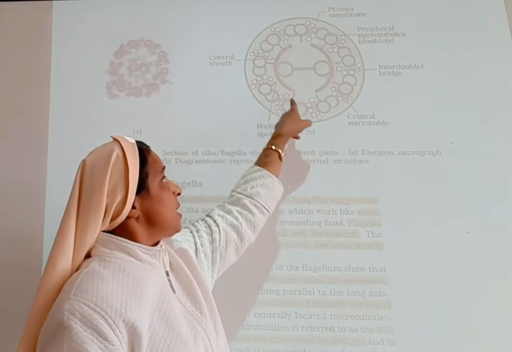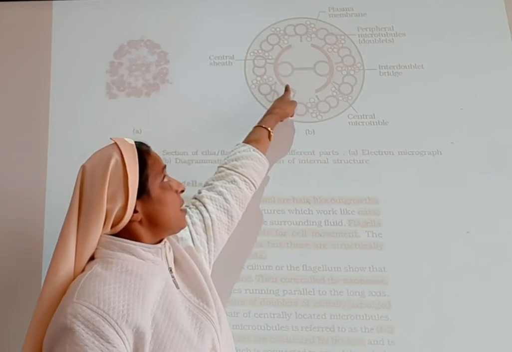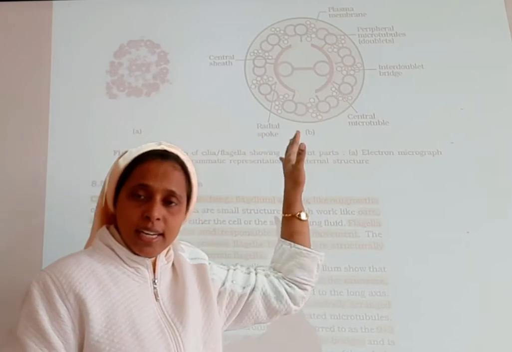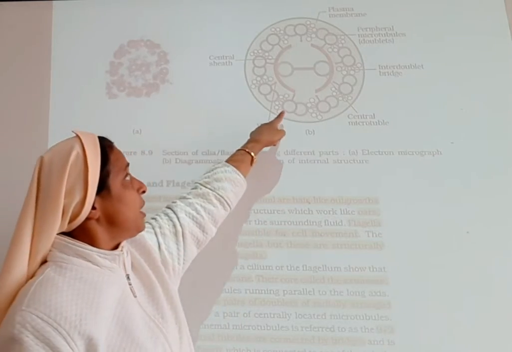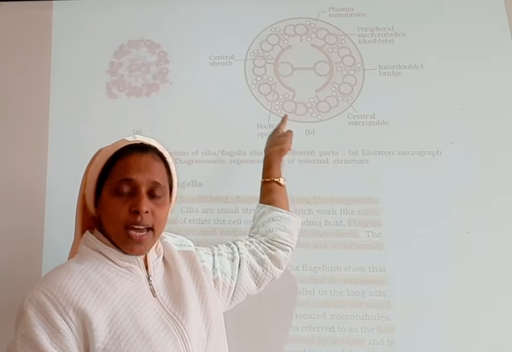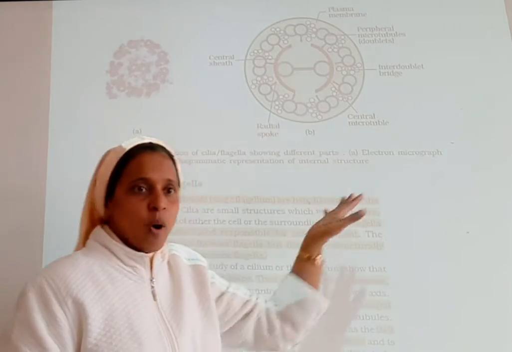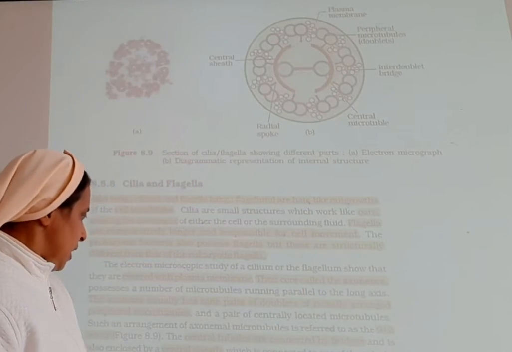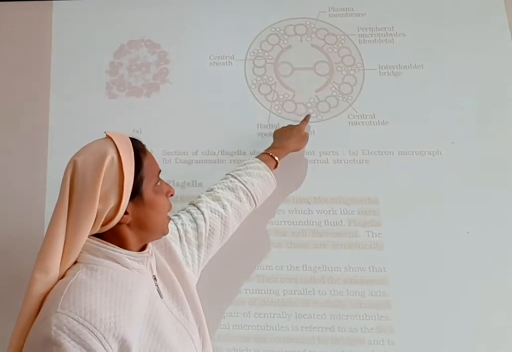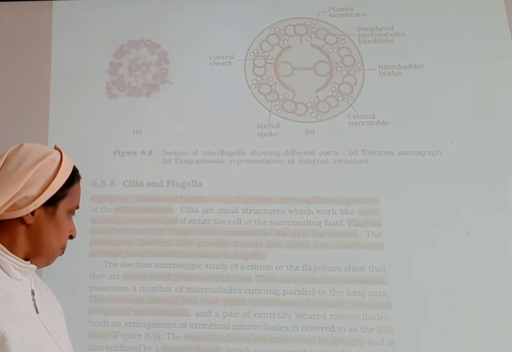And these central tubules are connected by bridges. What is it termed as? Central sheath. You can call it the central sheath. These two are the interconnection, that is the bridge which is connected. It has 9 radial spokes. You can see here, since it has 9 peripheral microtubules, it has 9 radial spokes too. Then they are also interconnected by the linkers.